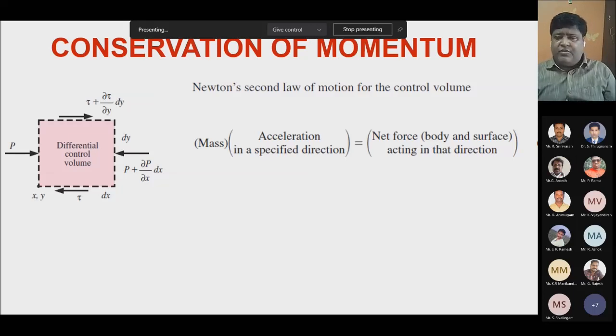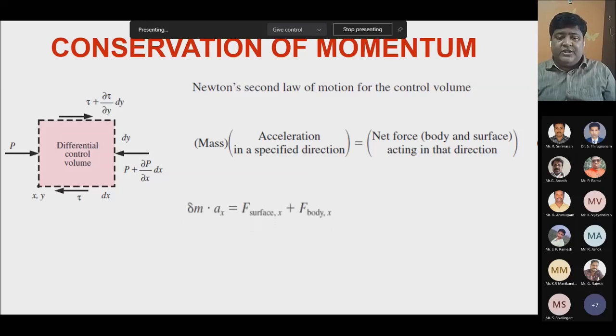There are normally two forces that act on any body: body force and surface force. Body force is like force due to gravity. It is a non-contact force, whereas surface forces are contact forces. Gravity acts on the entire volume, while the surface force acts on the surface of the control volume.